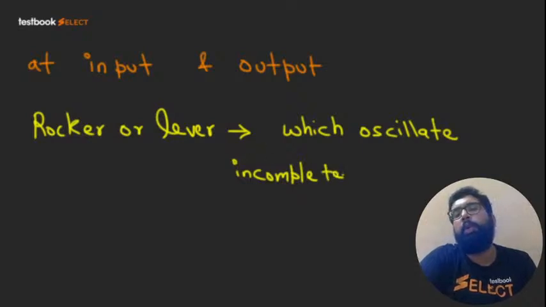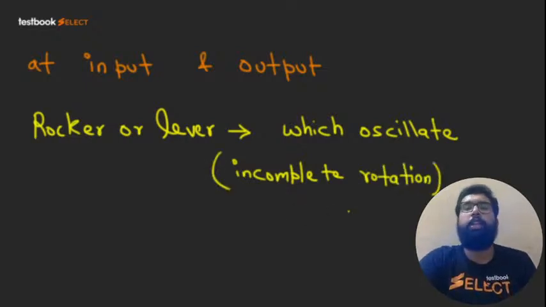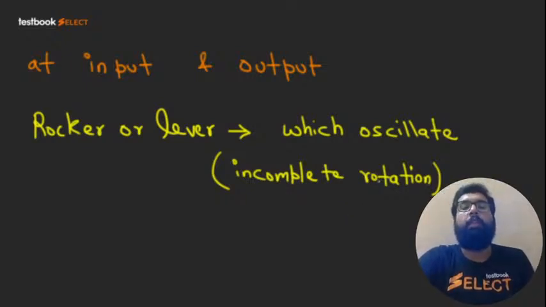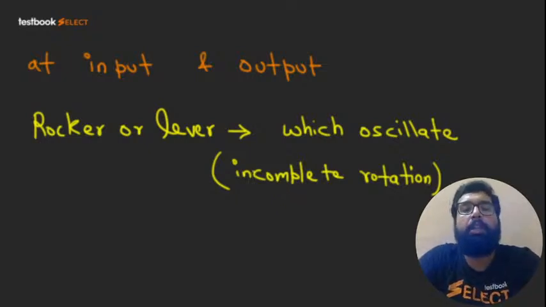Which oscillate means which make incomplete rotation. I hope it is fine to all of you. A rocker or lever is something which is oscillating and making incomplete rotation. So if at input and output we do not get the crank in a four-bar chain mechanism, we are certain to have the rocker or the lever which make incomplete rotation, because since there is a pin joint, we will not be able to get anything else. We have no other choice. Is it okay or not?